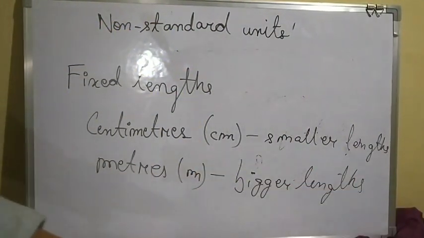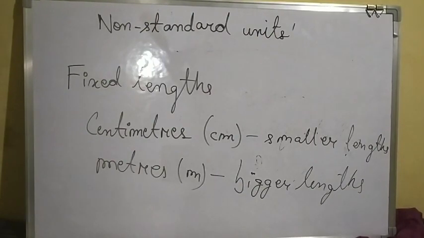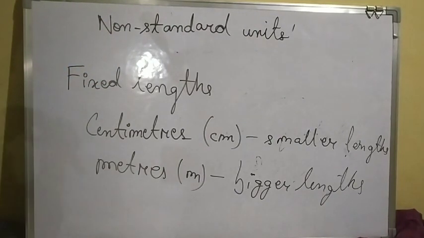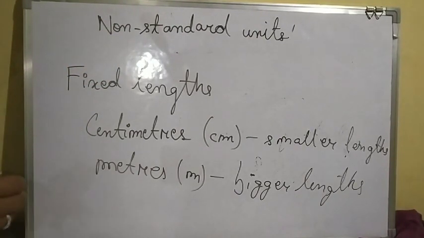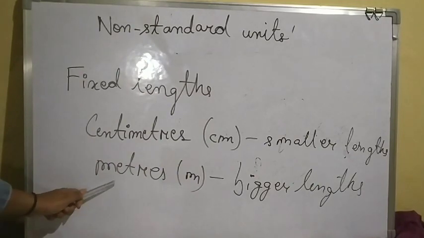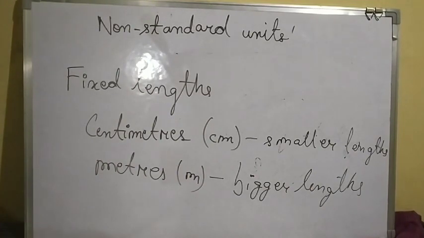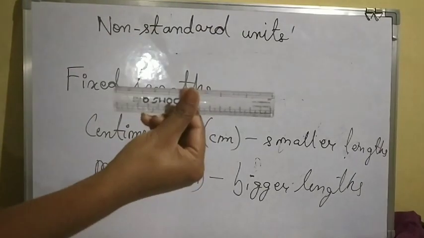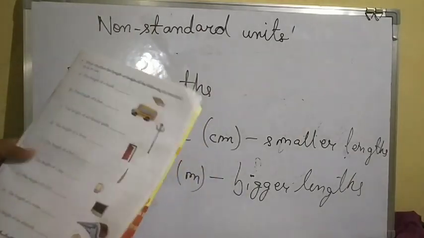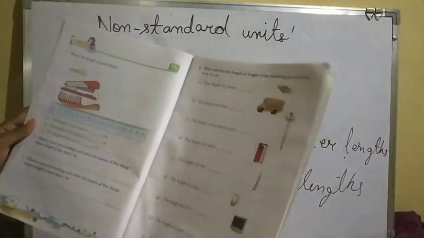That is a longer scale. The tailors use this, the tape you have seen, no? To measure the cloth, to measure the length of your arms, your waist. The tailors, they use this tape or not? So that tape is in meters. That is longer. But to measure the smaller lengths, we will use the centimeter. And to measure the bigger lengths, we will use the meters.